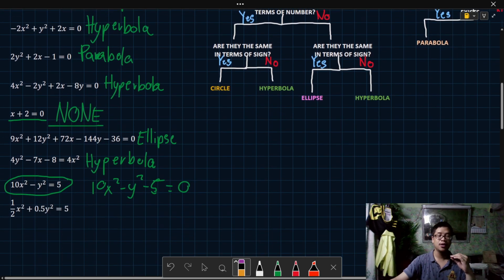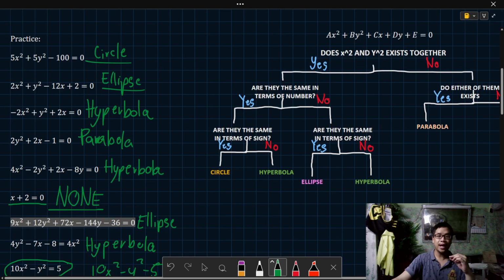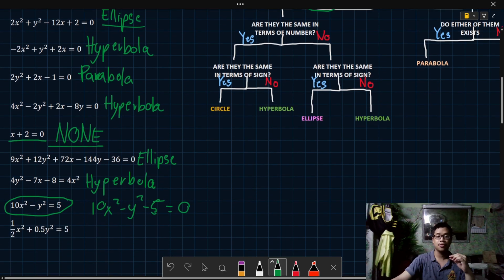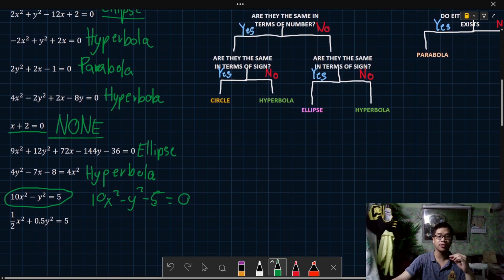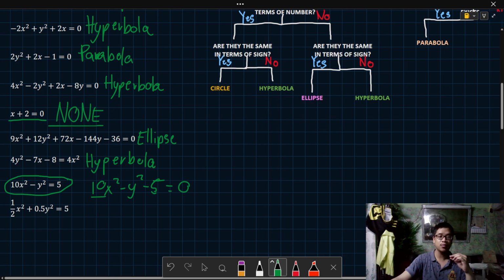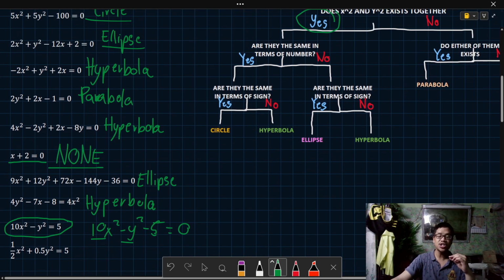So let's check, all right? What do you think is the answer here? 10x squared minus y squared is equal to 5. So let's check. Does x squared and y squared exist together? It's a yes. Why they do exist together? All right, we have 10x squared and we have minus y squared. Are they the same in terms of number? Well, we have 10x squared, and here we have negative y squared. That means we have negative 1 y squared. So, no. 10 is for x squared, 1 is for y squared.